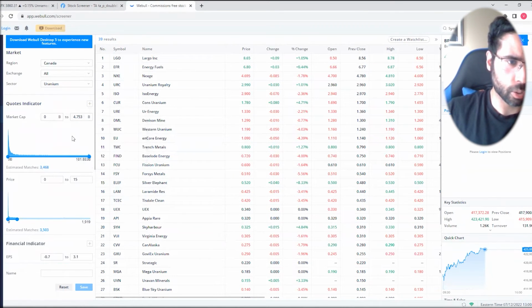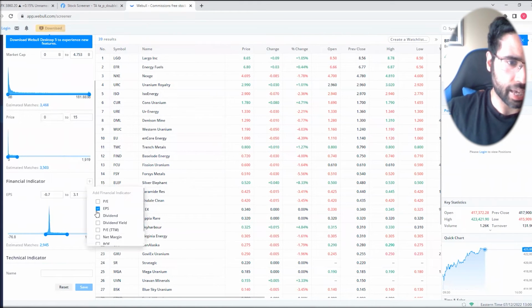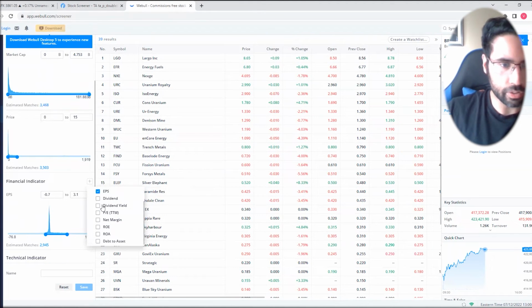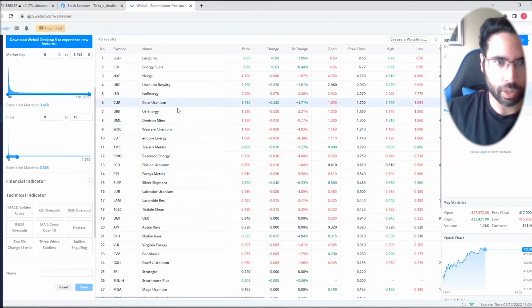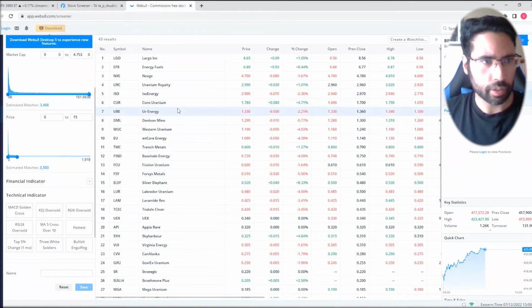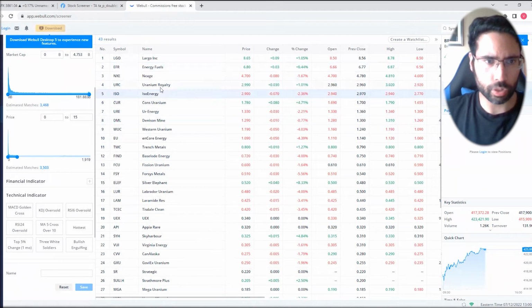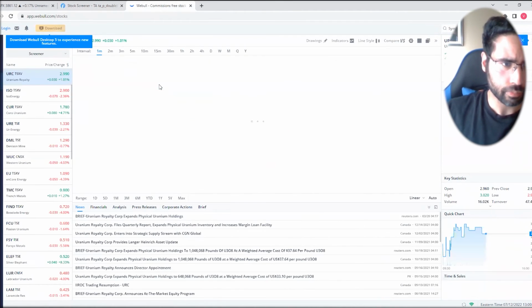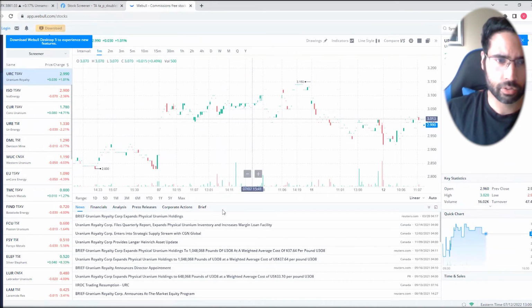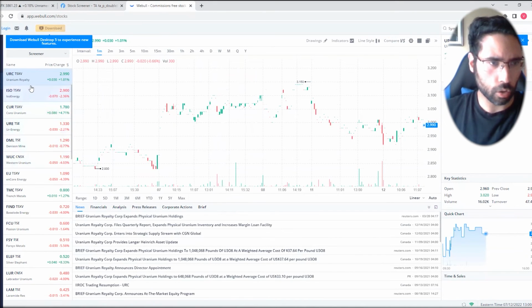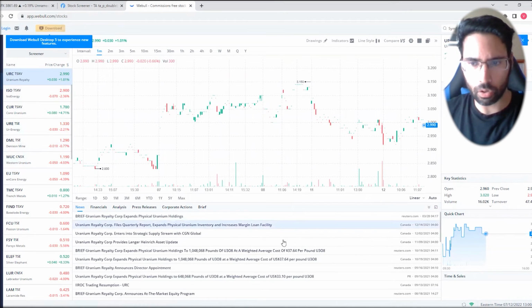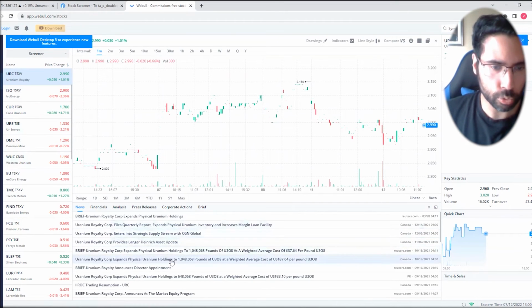But if you are someone that enjoys certain financial formulas, PEs, dividend yield, net margin, they're all there for you to play with. And then the best thing I like about Webull, you have your screener now, double click, and you get this. You get your screeners, you get all the stocks you screened here to the left. You have your chart here in the middle. You also have all the news down here.